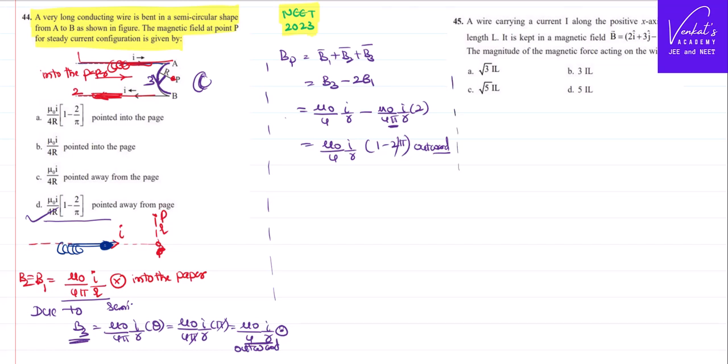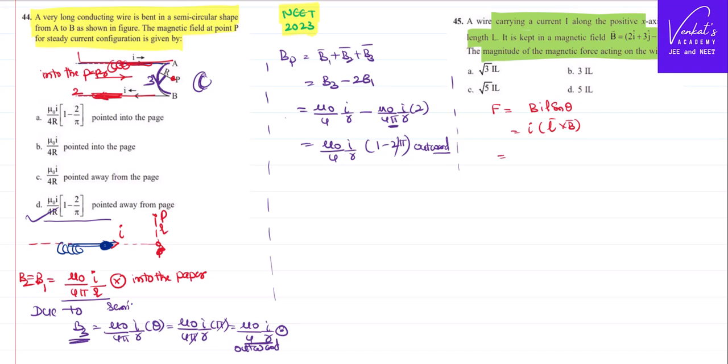To solve these problems, you need to know the basic concepts and formulas so that you will be able to answer. Let's have a look at the other question. A wire carrying current I along the x-axis has some length L, and the magnetic field is given. What is the magnitude of the force acting on it? We can write the force formula for a current carrying conductor in a magnetic field as BIL sin theta. If you write it in vector format, it is I of L bar cross B bar.